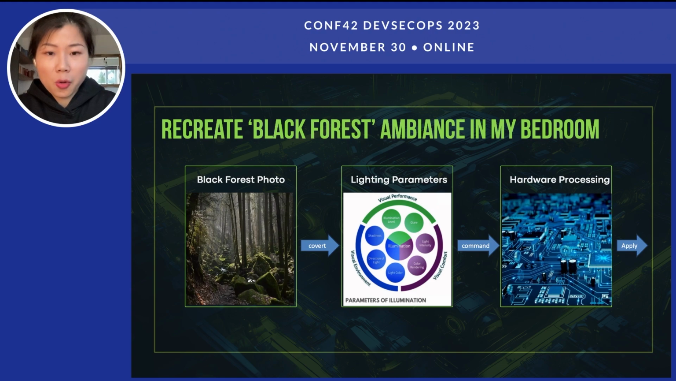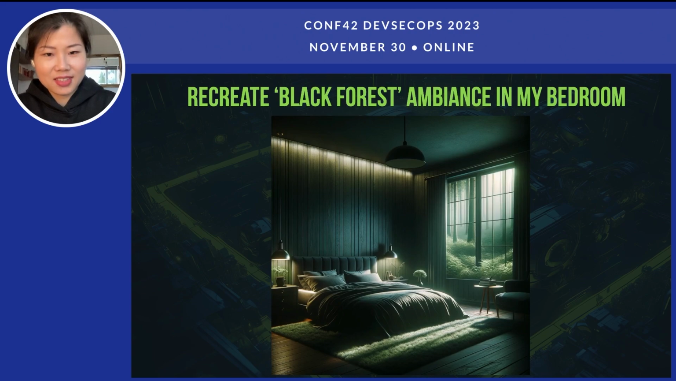For example, a couple of weeks ago, OpenAI launched six new features. One of these is DALL-E 3, and it can support this function very well. We upload the photo and let DALL-E 3 process the image into text related to lighting parameters that hardware can recognize. Then we send the command to the hardware and let the hardware process it. Finally, we applied it, and it becomes this. It's quite astonishing, right?